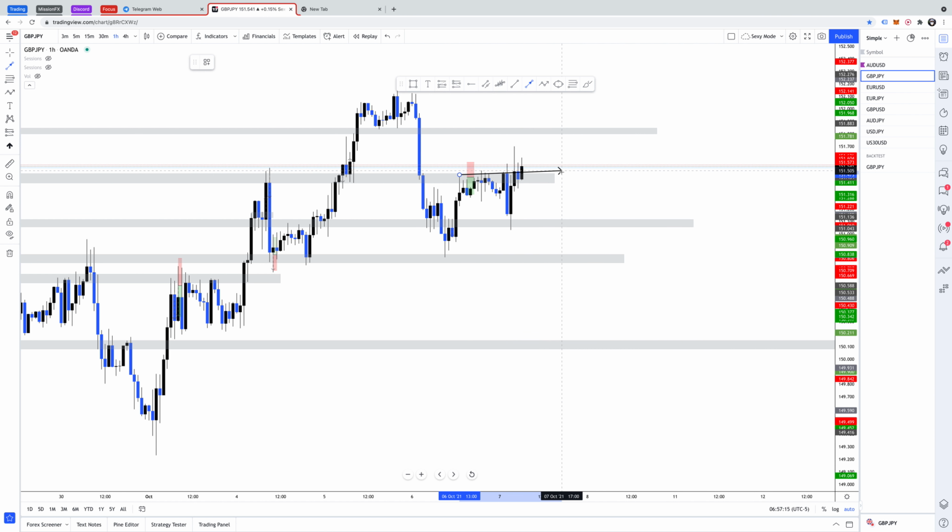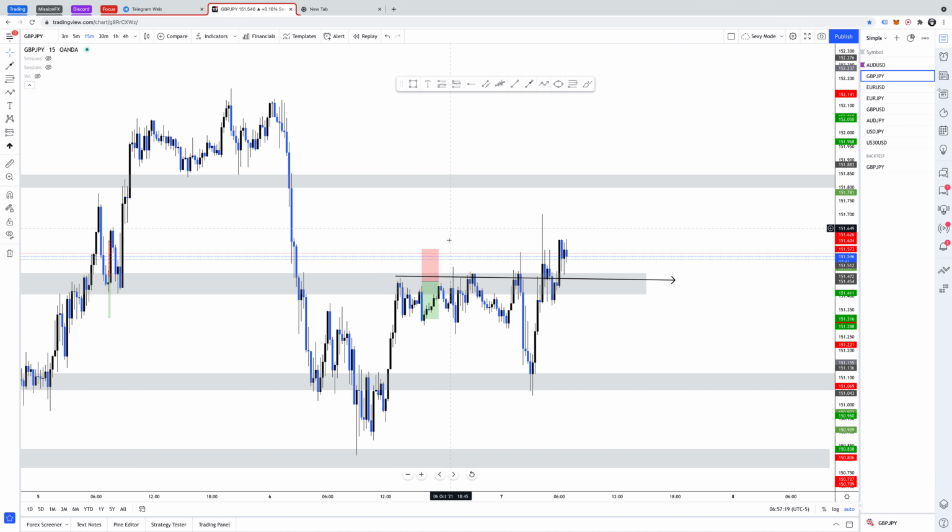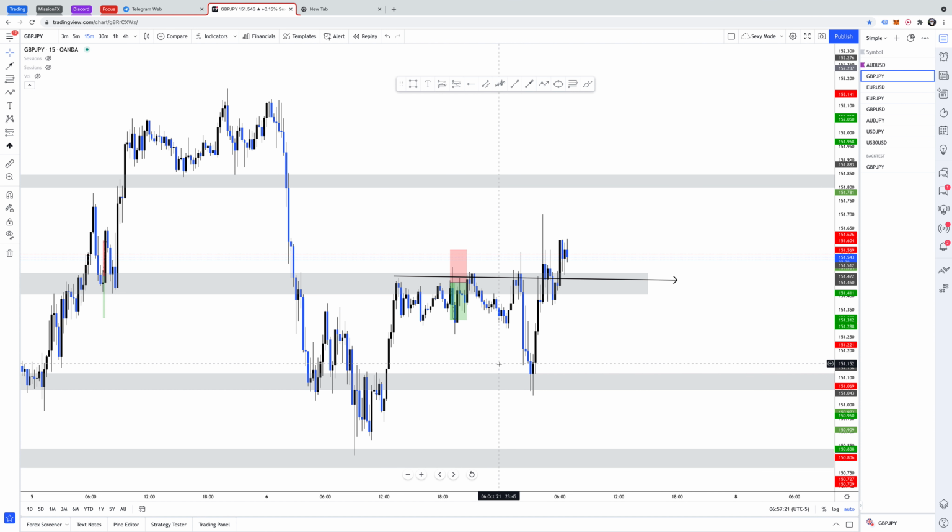We've been at this resistance zone here. I was looking for sells yesterday, but this happened during Asian session. It would have worked out if we would have taken a sell here at the resistance.